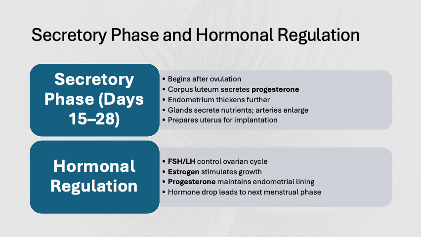If not, the corpus luteum degenerates, hormone levels drop, and the functional layer is no longer maintained, leading to the start of the next menstrual cycle. This entire process is controlled by the interplay between the pituitary hormones FSH and LH and the ovarian hormones estrogen and progesterone.